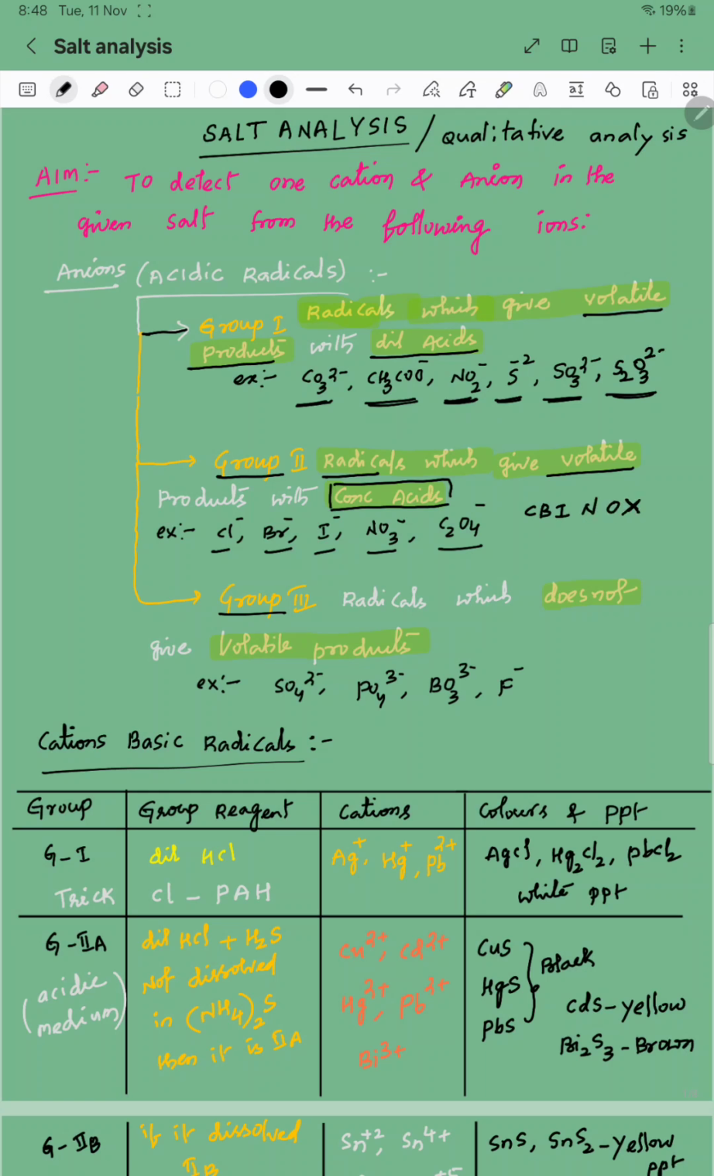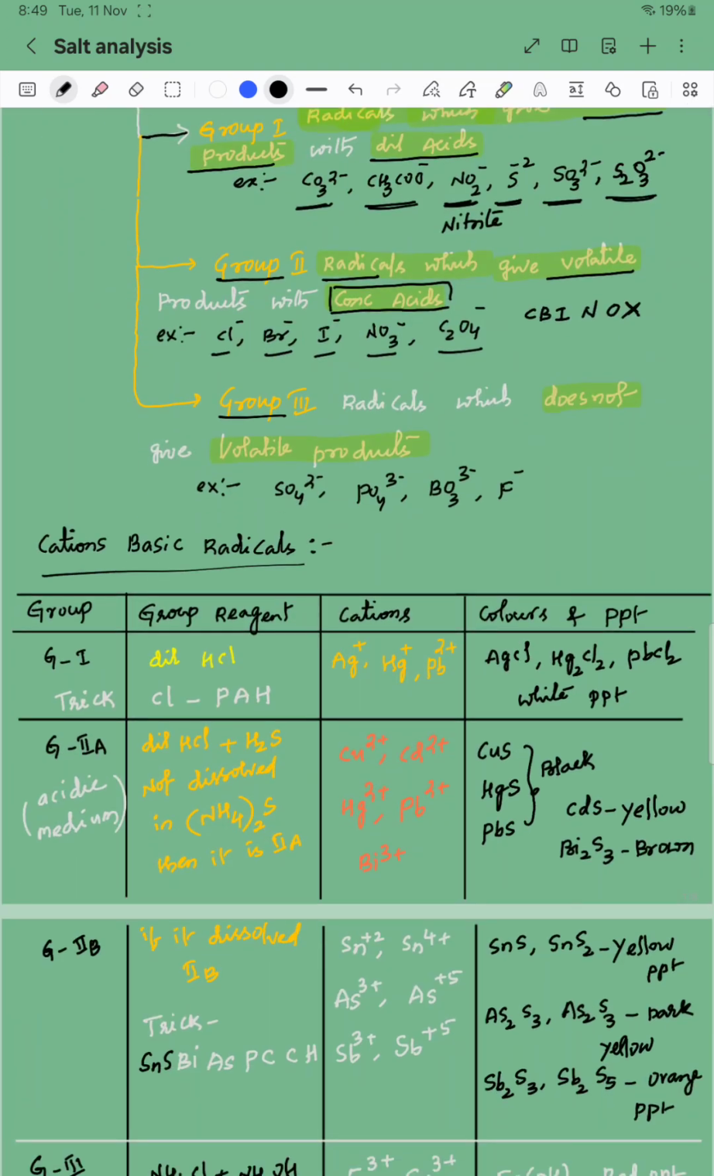So simple, remember, students, CBI NOx. C for chloride, B for bromide, I for iodide, N for nitrate, right? Nitrate, not nitrite. Nitrite comes under group 1. Nitrate comes under group 2, which gives volatile products with concentrated acid.